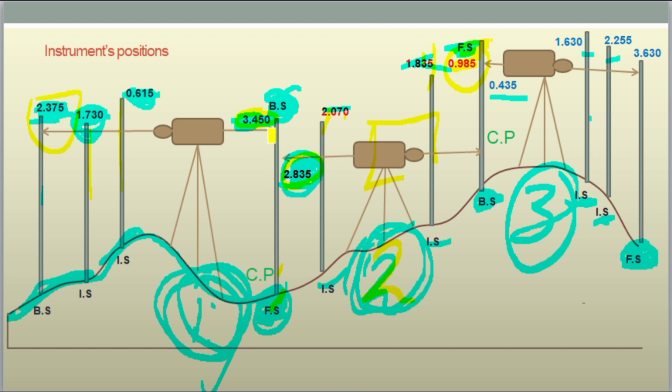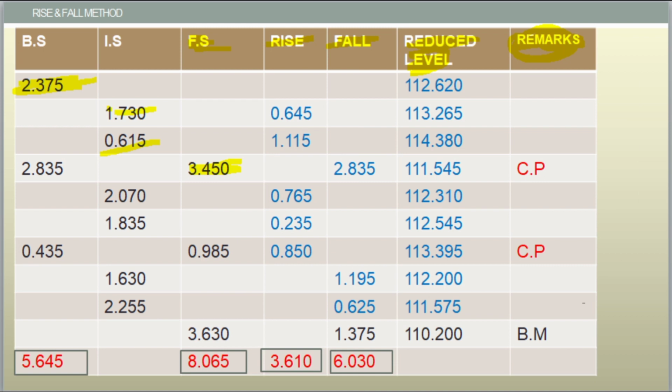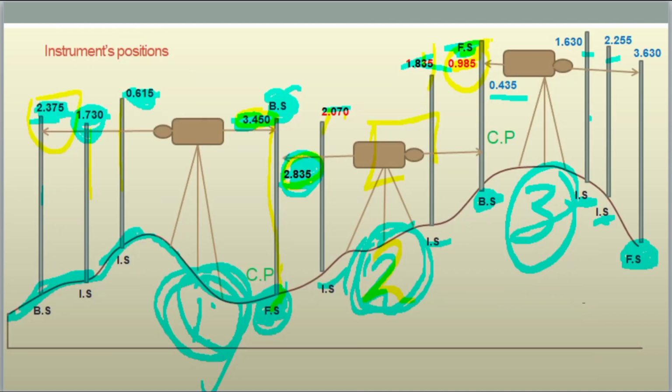And remembering, as I said earlier, the last reading and the first reading are taken on the same positioning. So you remember that. Also that is applied on the table. So the last reading and the first reading of the second position of the instrument are written on the same row. Remember that. So this is the first reading of the second position. We have the two intermediates and we have the last reading.